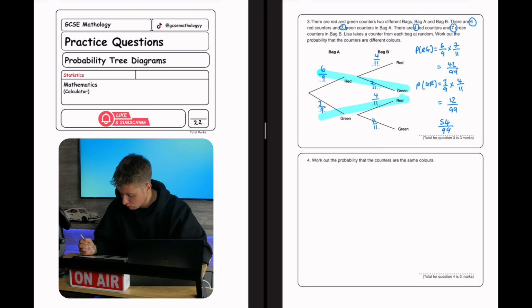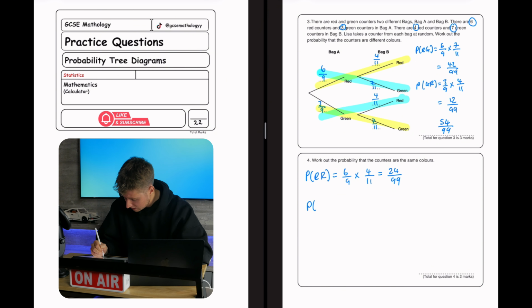Question 4 says work out the probability that the counters are the same colours. So the path for the same colours is red, red or green, green. So we're going to do the same thing here. The probability of red and then another red is equal to 6 over 9 multiplied by 4 over 11, which is equal to 24 over 99.